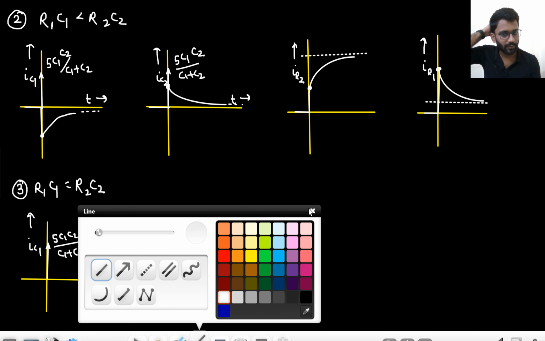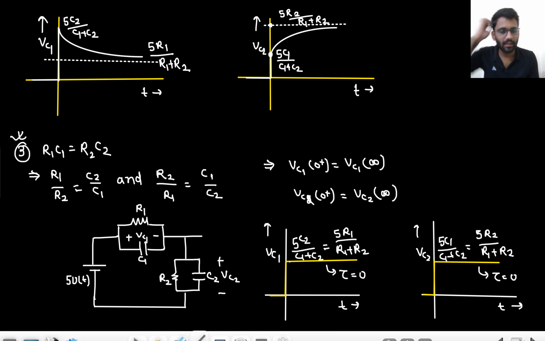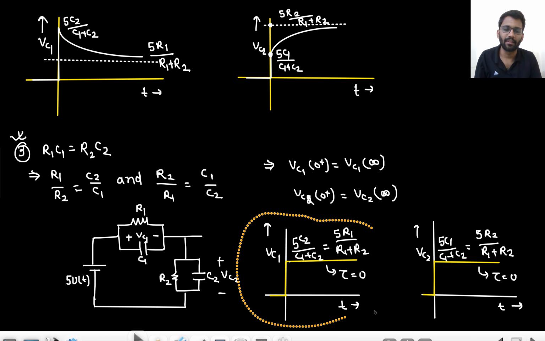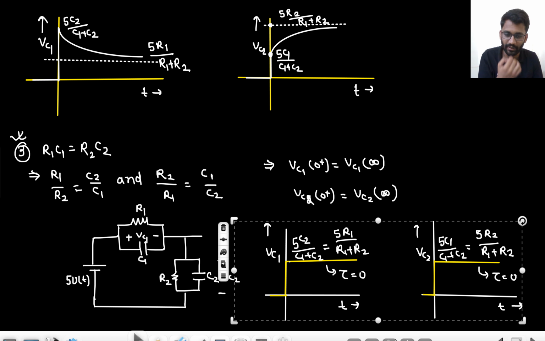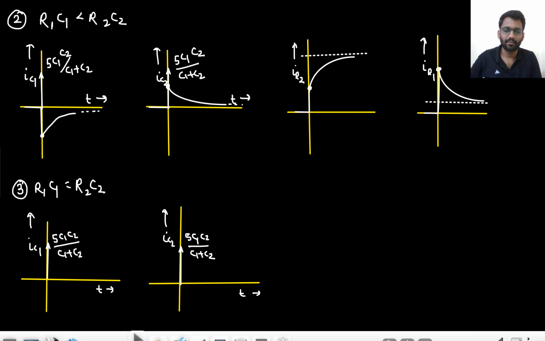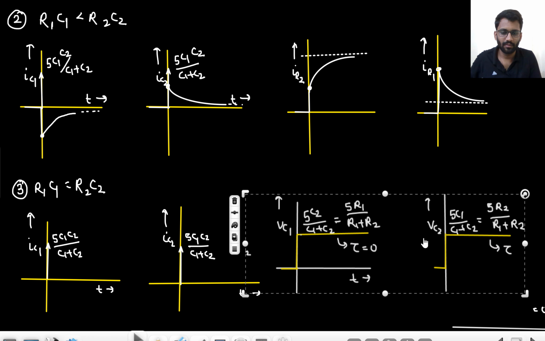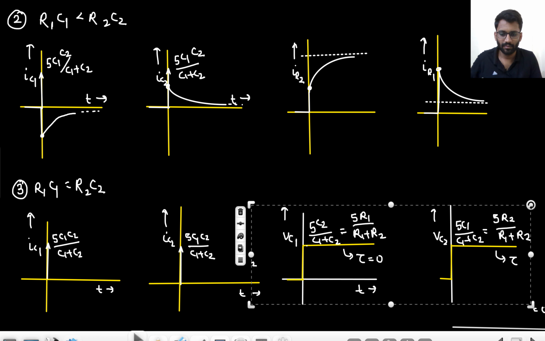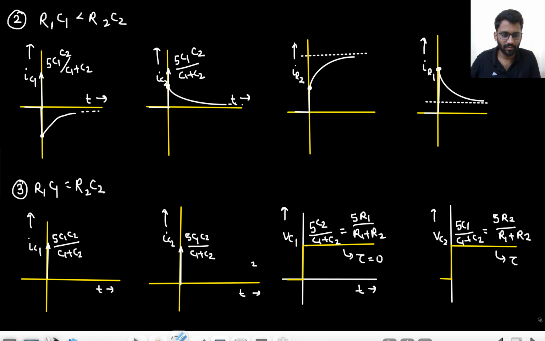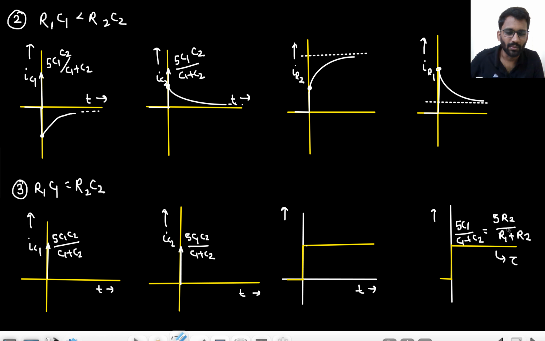Okay, and for making the graphs of IR1 and IR2, simply these graphs will be there, nothing different, because we just have to divide the values by R, right? I hope I am able to copy it. Yes. IR1 and IR2.